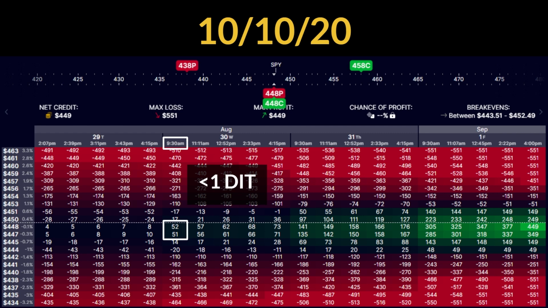Remember, this directional iron fly bot opens up a neutral iron fly, or it can open up a bullish skewed iron fly or a bearish skewed iron fly, depending on where the price is relative to the 5 and the 14-day EMAs. So the takeaway from this is less than 1 DIT for the 10-10-20.